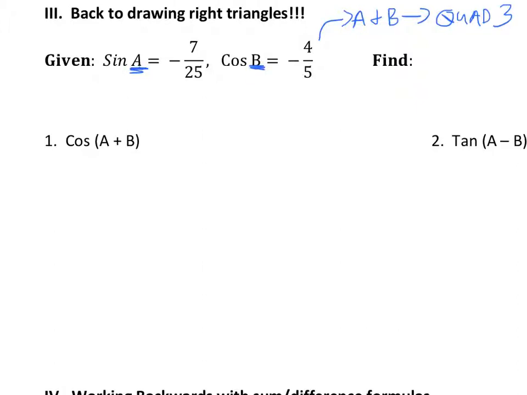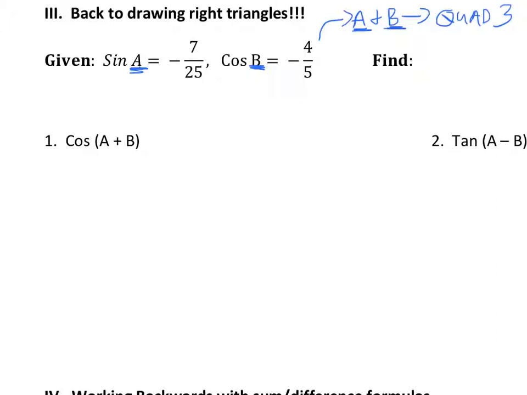One of the things that I forgot to put on the handout, these are always going to be given to you. Angle A and B, I'm always going to give to you what quadrant it's in, and in this case, it's in quadrant 3. It makes sense because we have negatives for both the trig values, negative 7/25 and negative 4/5. So we're just going to do number one. We're going to find cosine of the sum of angle A and B.